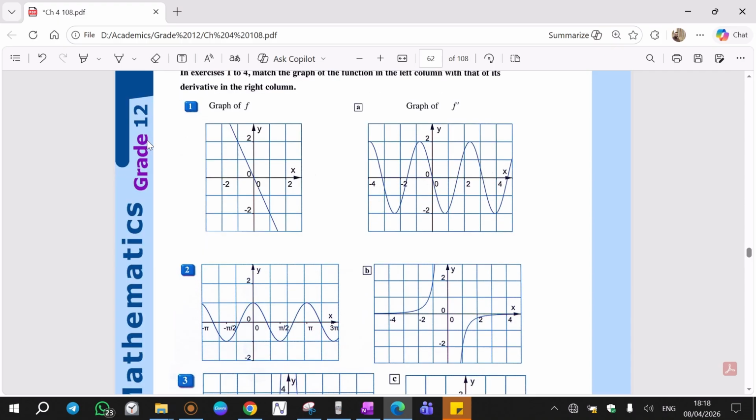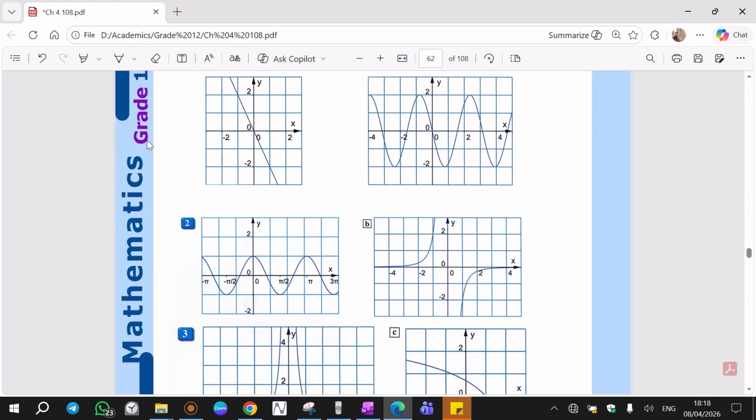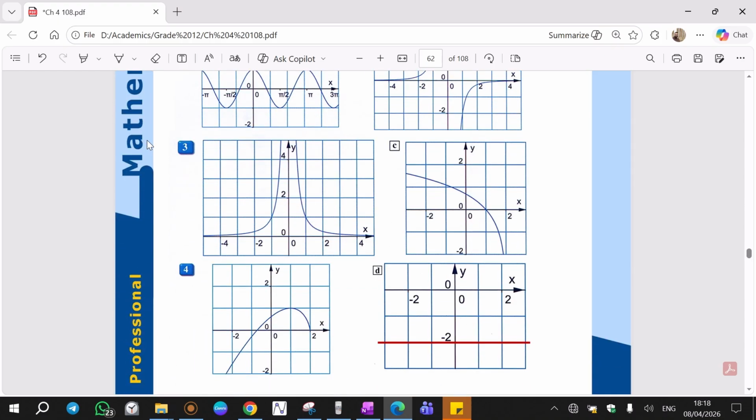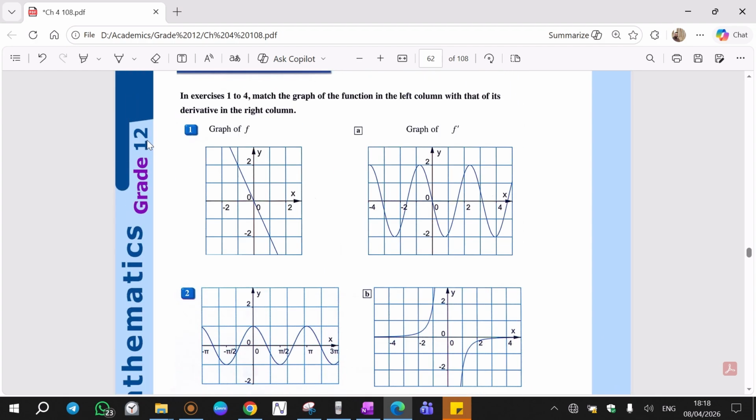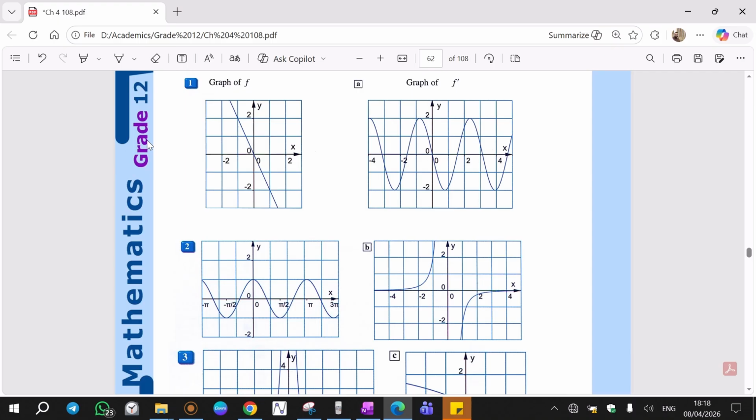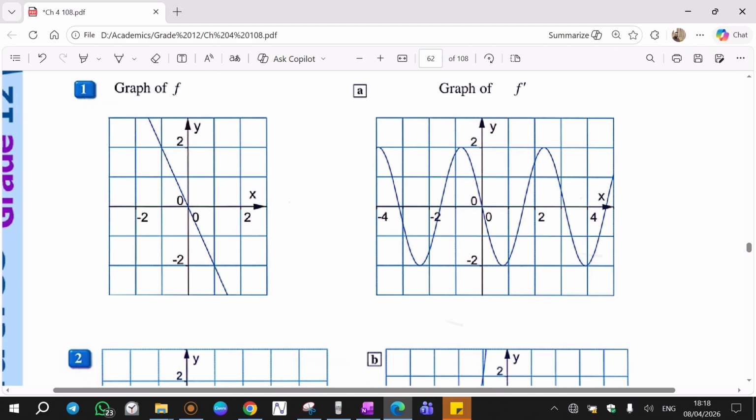Now we have matching f to f prime. If we want to match a function to derivative, for the function we look at increasing, decreasing. For the derivative we look at positive, negative. Now look at this.